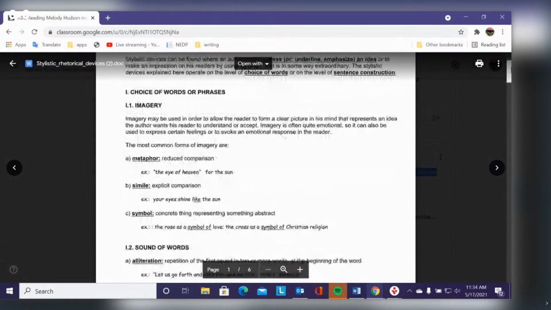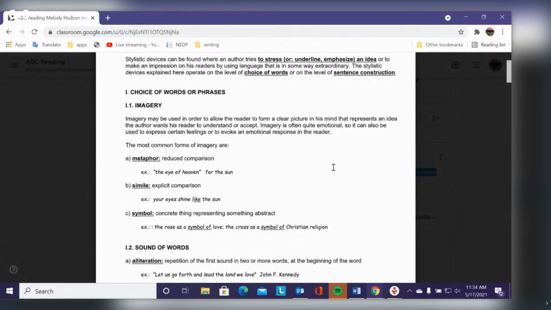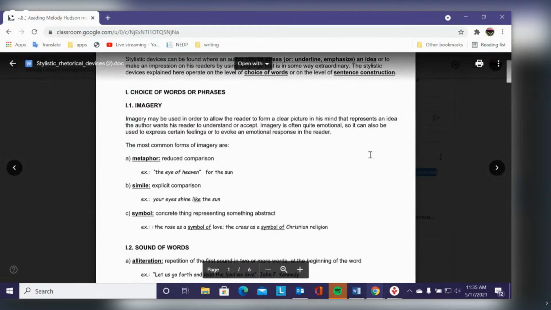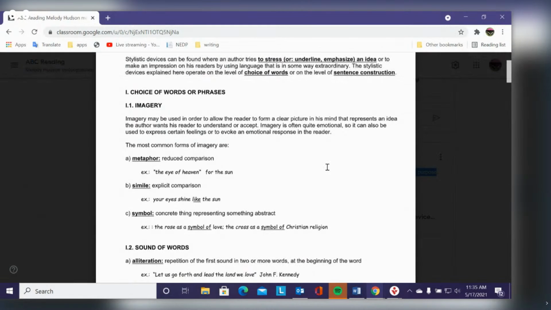Let's take a first look. Imagery. What imagery is used for is to allow the reader to create a clear picture that represents the idea the author wants the reader to understand or accept. Imagery is often emotional and it can be used to express feelings or to evoke, bring out, an emotional response in the reader. The most common kind of imagery is a metaphor, and it is a reduced comparison. For example, using the eye of heaven for the sun.